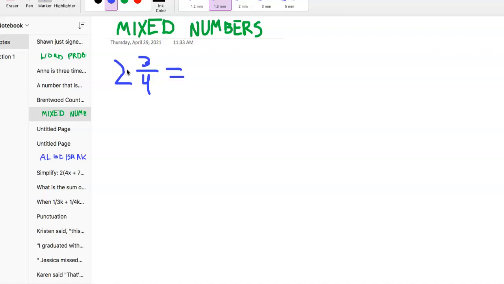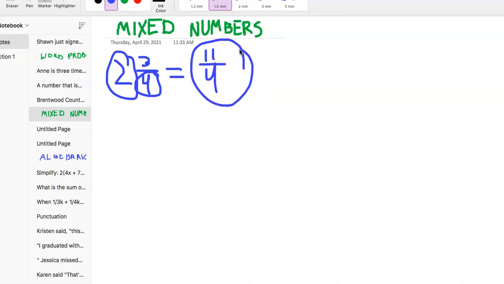Okay, so the rule here is you have this big number here and you multiply it by the denominator and then add that total to the numerator. That's what you do. So you go 2 times 4 is 8 plus 3 is 11, and we keep the 4 on the bottom. That's all you do, right? That's how you turn it into an improper fraction, with improper fraction meaning the numerator is greater than the denominator. Okay, so there's the first step. We gotta know how to do that.